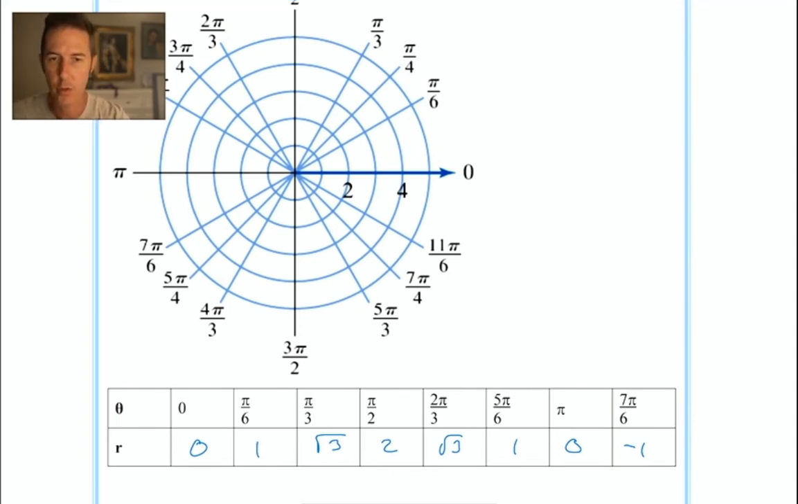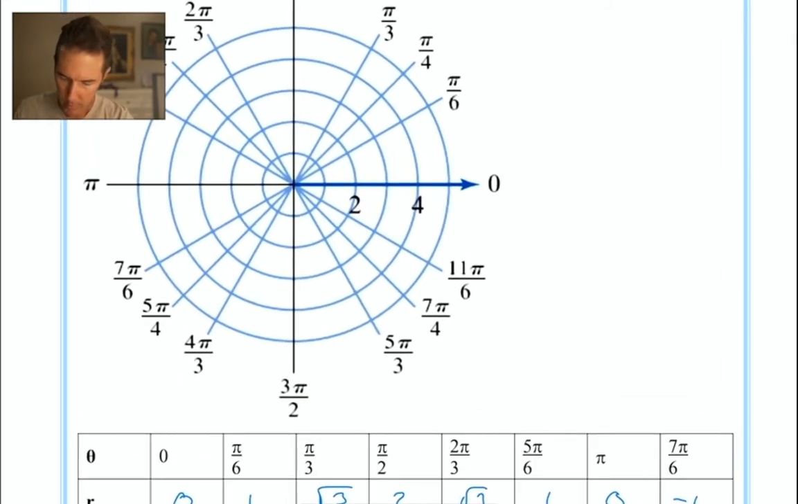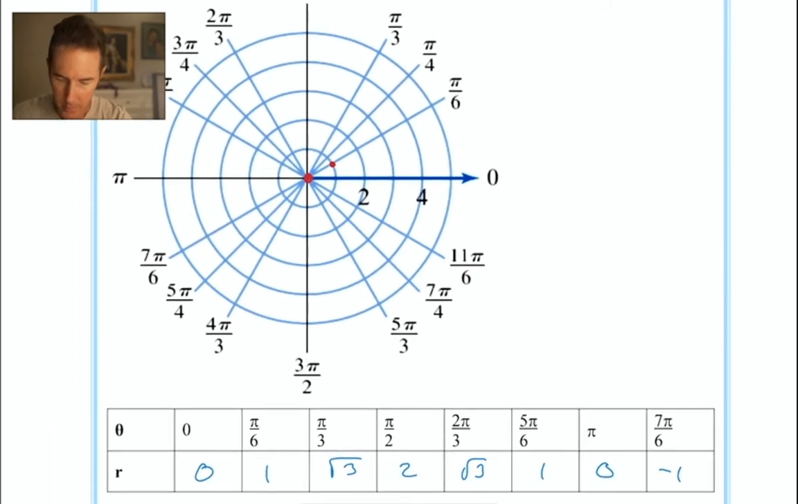I try to make these videos a little shorter by having already done some of the work in these 5 or 6 segments that we're about to look at. So let's plot (0, 0), which is right at the pole, in the direction of pi over 6 going out 1 unit, in the direction of pi over 3 going out root 3, which is approximately 1.7. So a little bit short of 2. Let's go there. And in the direction of pi over 2, I'm going out 2 units, 2 pi over 3, root 3, 5 pi over 6, 1.